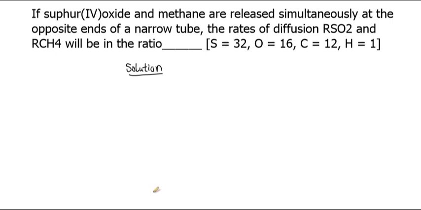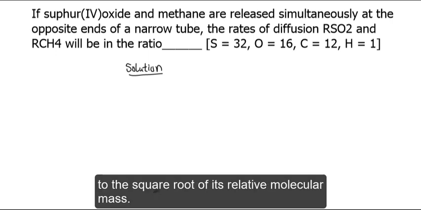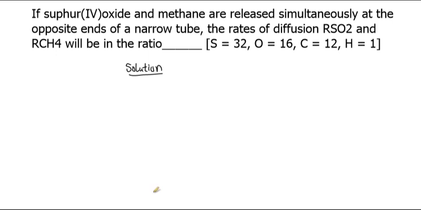For any question on gas laws involving rate of diffusion, the law applicable is Graham's law of diffusion, which states that the rate of diffusion of a given mass of gas is inversely proportional to the square root of its relative molecular mass. In this case, we have two gases involved. We have sulfur oxide and we have methane.